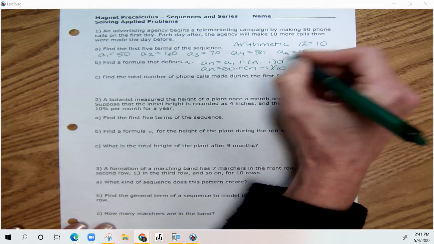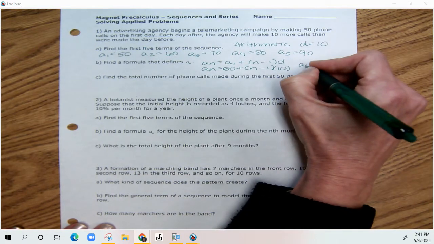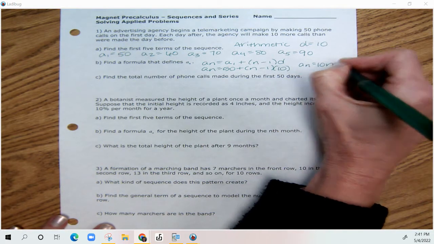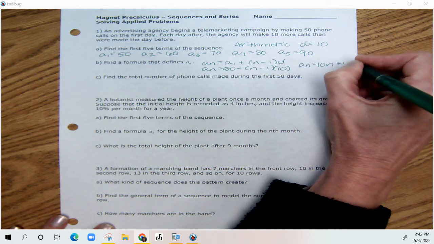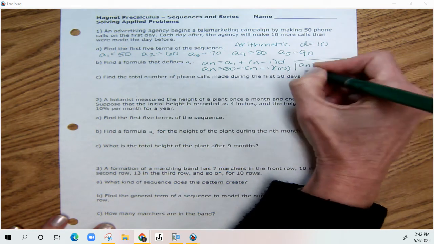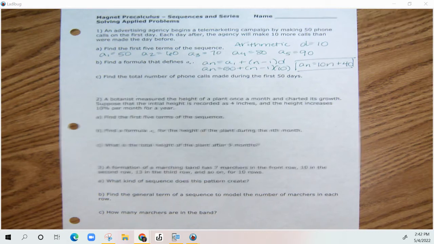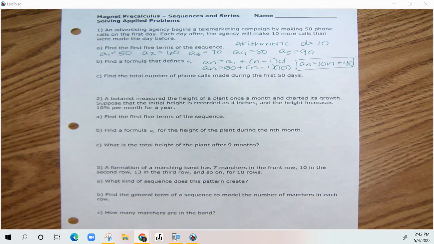And then if you just clean that up, distribute and combine like terms, you should have 10n plus 40. So that would be your a sub n. That's the general rule. It is the pattern. So at this point then, n would represent what day we were on, and you could substitute whatever day for n and quickly figure out how many calls were made that day.